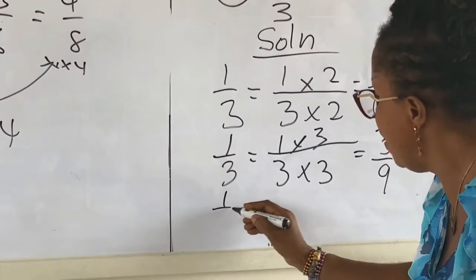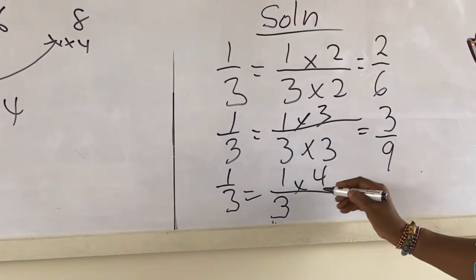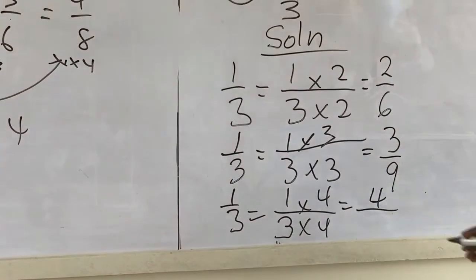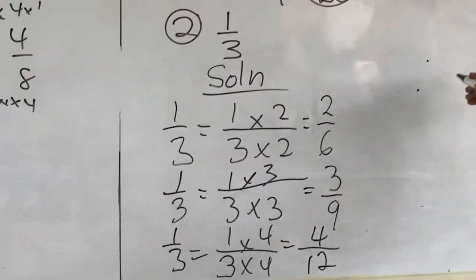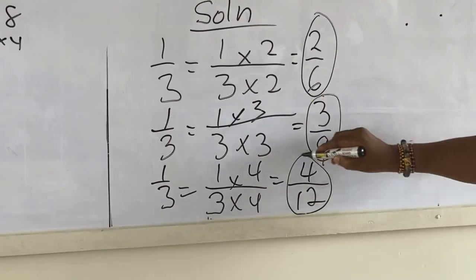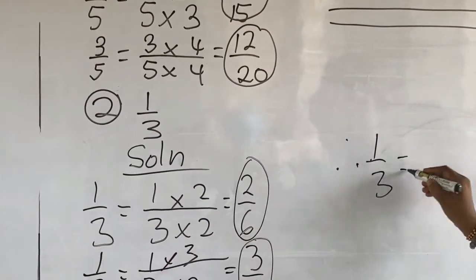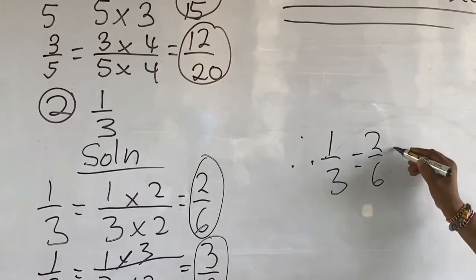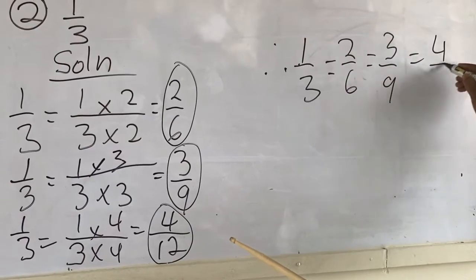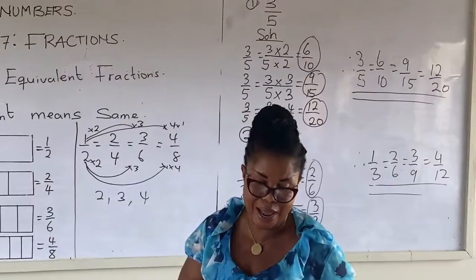Then the last one is 1/3 equals to, repeat your 1/3 times 4 over 4. 1 times 4 is 4. 3 times 4 is 12. Therefore, we have 3 new fractions here which are equivalent to 1/3. So therefore, 1/3 is equal to 2 over 6 is equal to 3 over 9 is equal to 4 over 12. So all these 3 fractions are equivalent to 1/3.